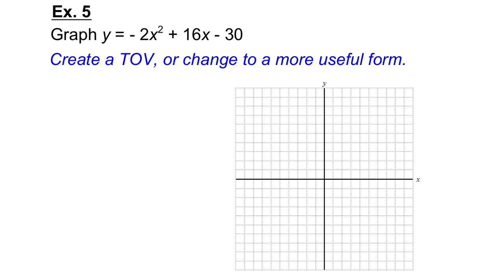So I would suggest either make a table of values by plugging in different values of x and solving for what the y value would be, then plotting those points, or just change to a more useful form like the vertex form. So I would like you to try that actually. Pause the video, turn this into vertex form, then use that to make the graph. Pause the video, try it, and then check back in to see how well you got your graph to work out.